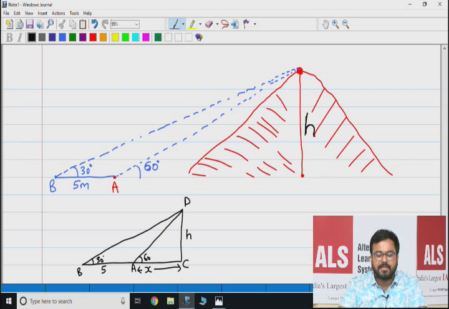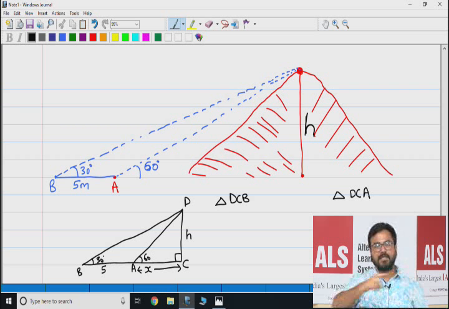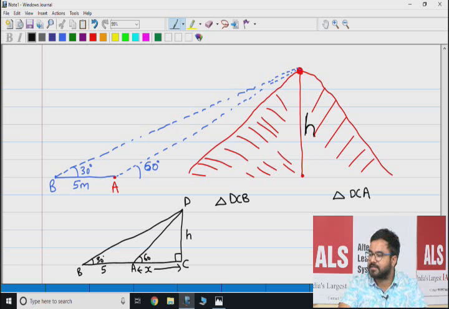So you can see there are two right angle triangles over here. One is triangle DCB, which is the larger one, and the second is triangle DCA, the smaller one. These are the two right angle triangles. Now we are interested in finding the height and the base, so we will use the trigonometric ratio tan theta.